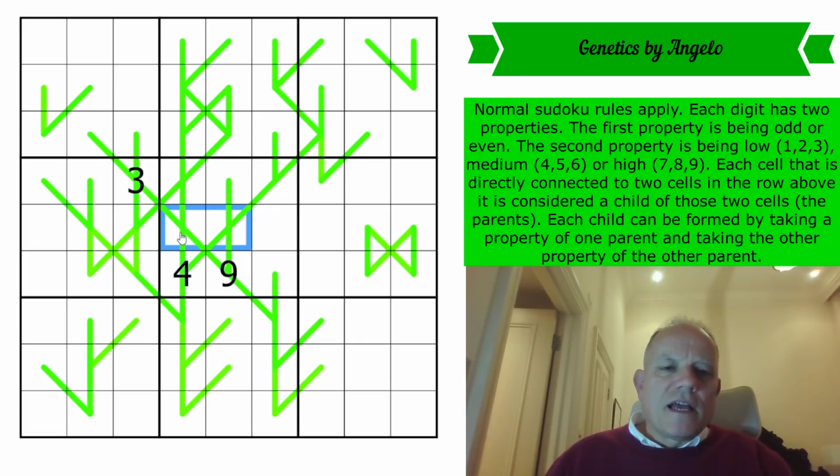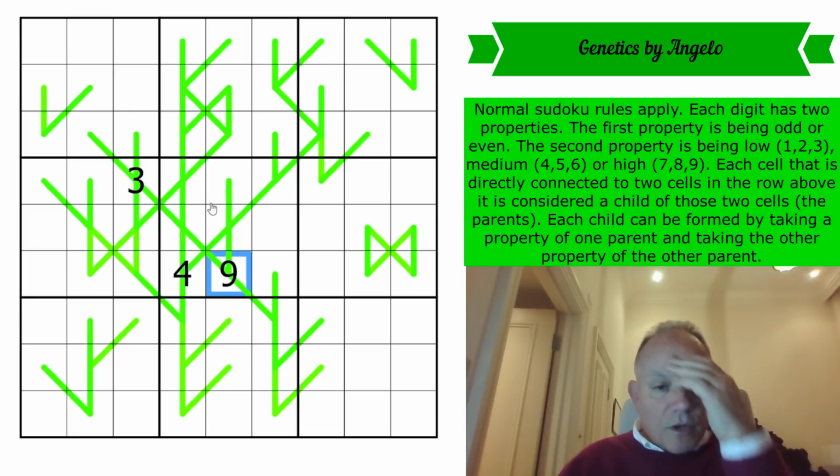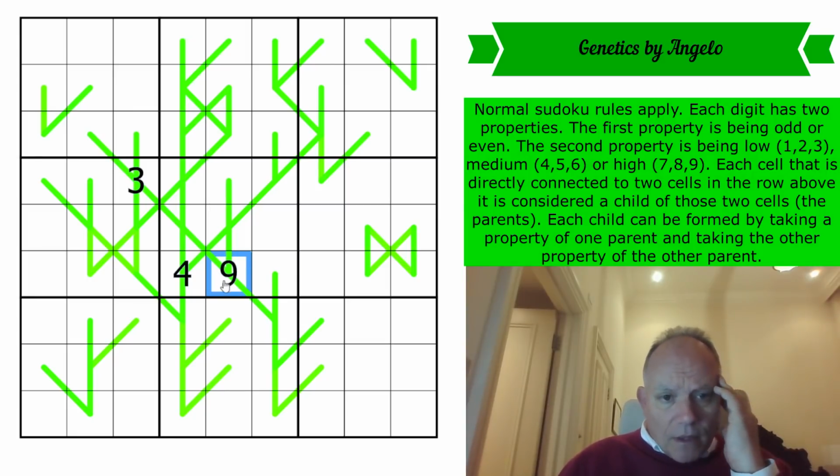So if 7 is... but they're both children. Right, so hang on. Do we need... Is there a high digit and an even digit that can give birth? Oh, no. We also... Yeah, okay, sorry. I'm just trying to work out how we see this.